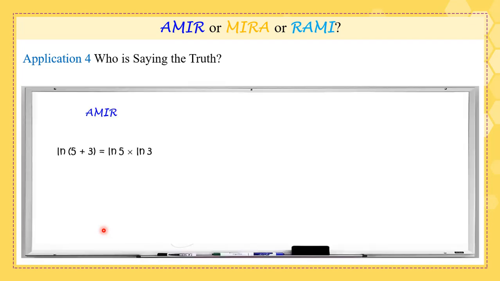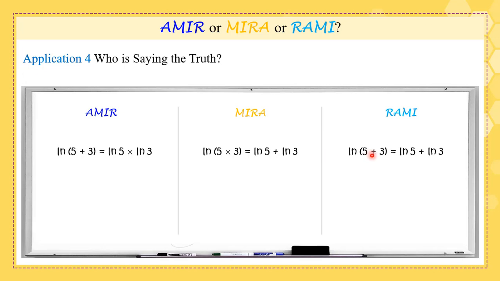Okay, Amir, Mira, or Rami? Who is saying the truth? Amir states that ln of 5 plus 3 is ln 5 times ln 3. Mira is saying that ln of 5 times 3 is ln 5 plus ln 3. And Rami is saying that ln of 5 plus 3 is ln 5 plus ln 3. Now, which one of the three students is saying the truth? In fact, the ln translates the product into a sum. So Mira is saying the truth.